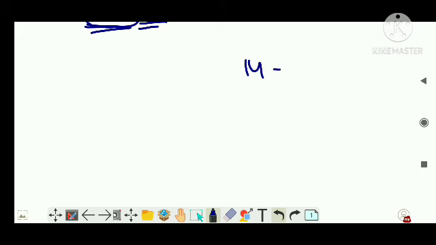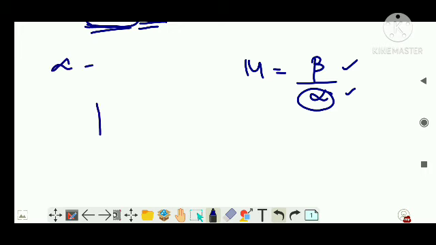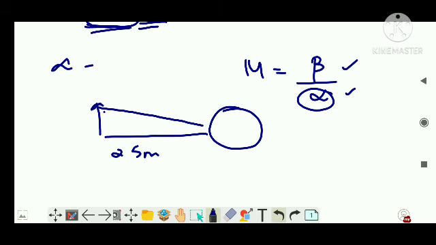So m can be written as beta by alpha, which is better than writing the entire sentence, where beta is the angle of the real image and alpha is the angle when the object is at D. Clear? What is alpha? When you keep the object at 25 centimeter, here, and this is your eye, it subtends an angle. This angle is alpha. I have taught that this will meet here, and this will be the apparent size of the image also.